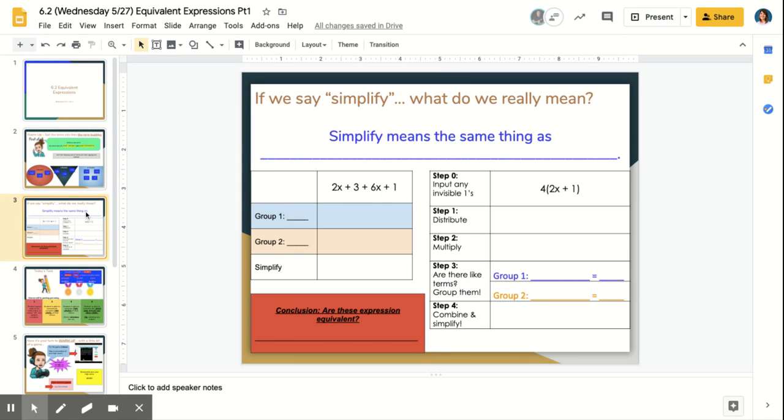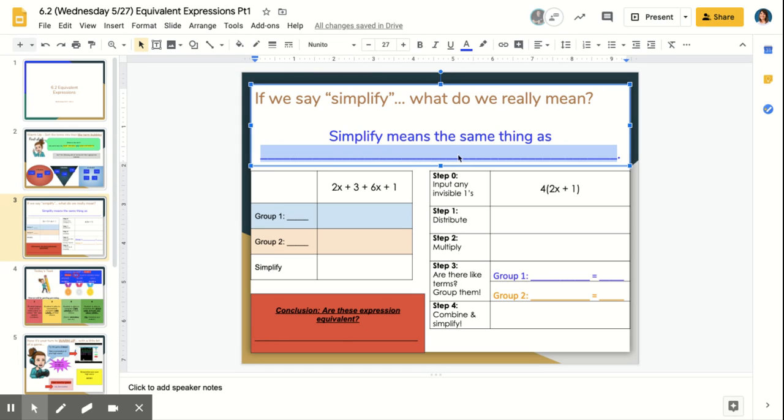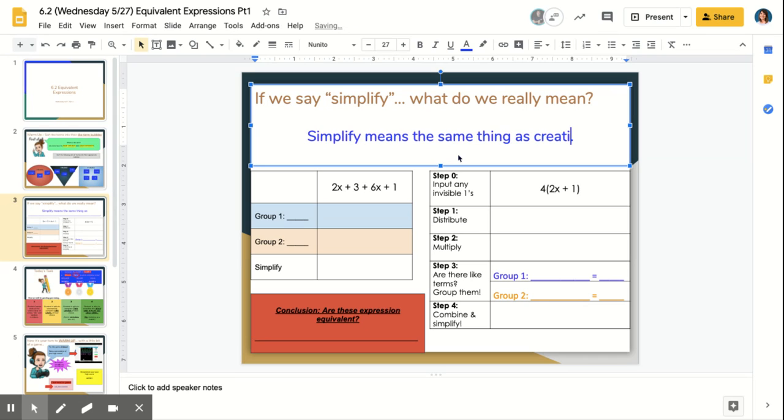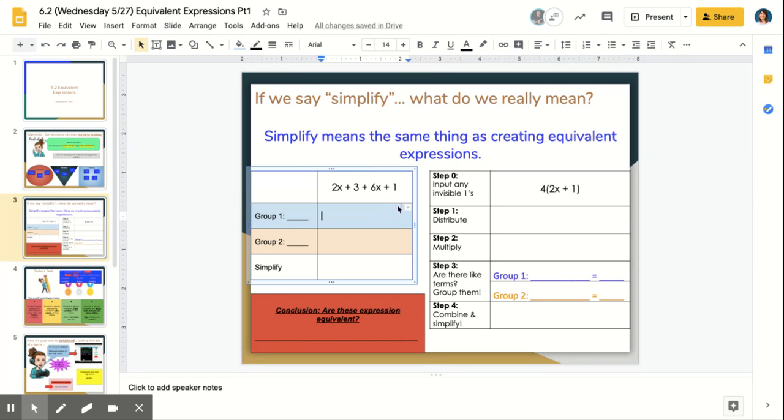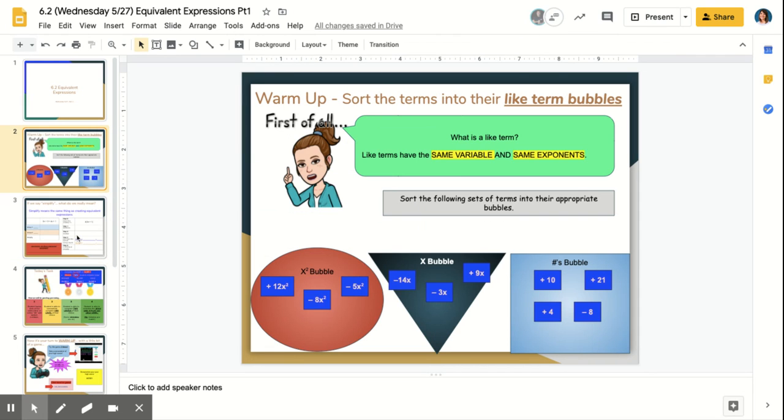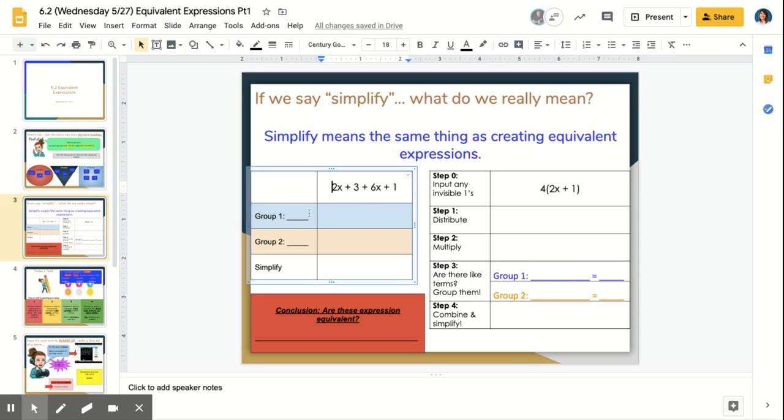So if we say to simplify, what do we really mean? Simplify means the same thing as creating equivalent expressions. All right, so how do we do that? We need to just make it smaller. So we need to simplify. When I don't see parentheses, I can go right ahead into making my groups. As we saw on my last slide, I need to make groups based off my like terms. The first type of term that I see is my x's. My second term I see is just numbers.